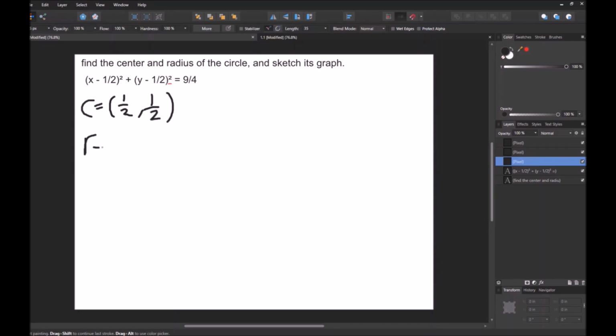Now in order to do the radius, we're going to do the square root of 9 over 4. Now recall that it's a property of square roots that if you're taking the square root of a fraction, then you square root both the numerator and the denominator, meaning we're going to have the square root of 9 over the square root of 4, which comes out to be 3 over 2, which is just 1 and 1/2.